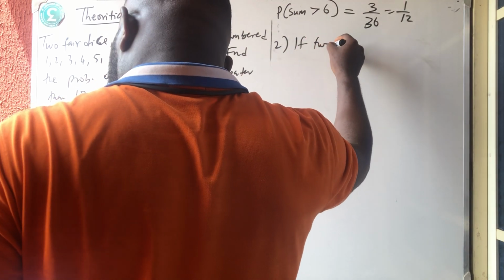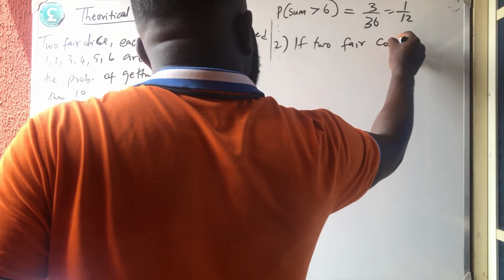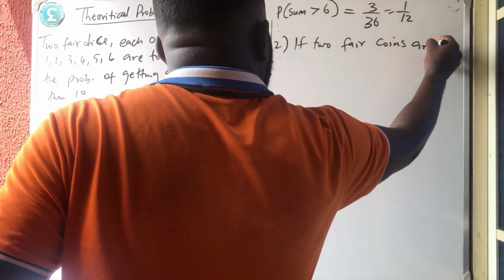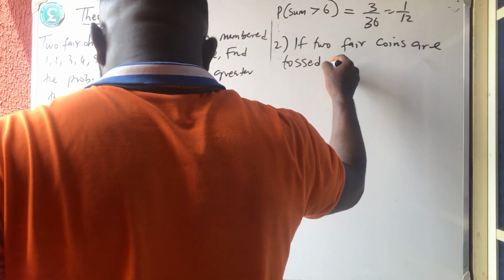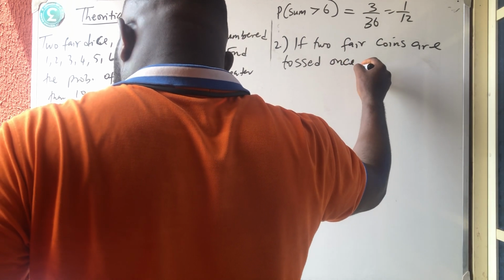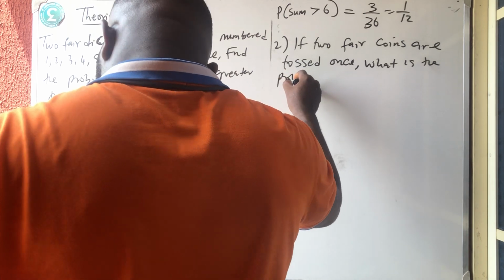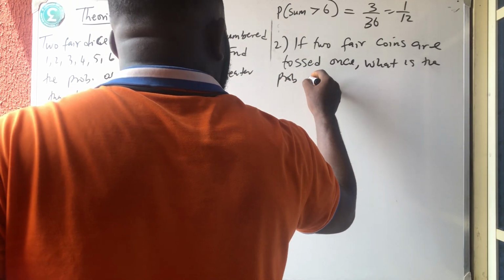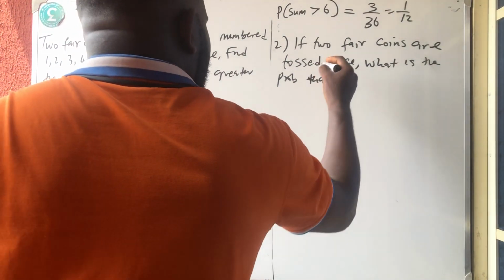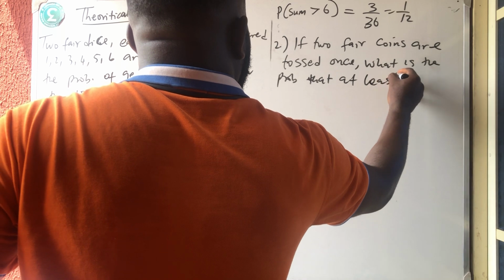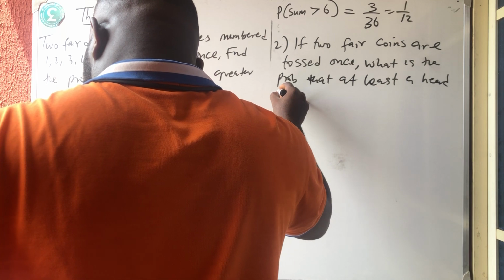Number 2 said: if 2 fair coins are tossed once, what is the probability that at least a head shows?